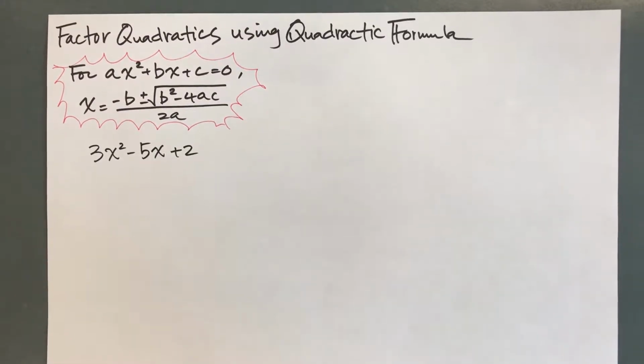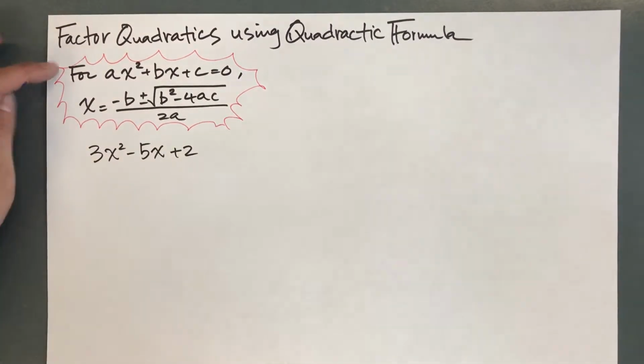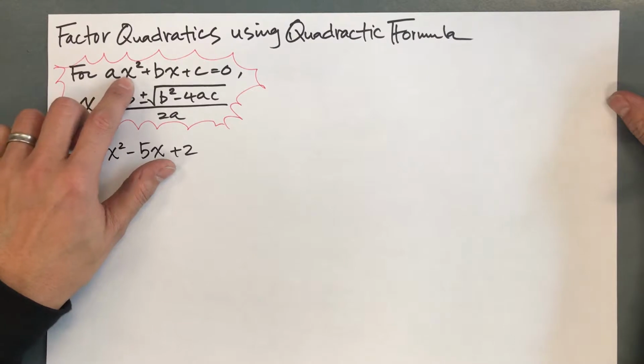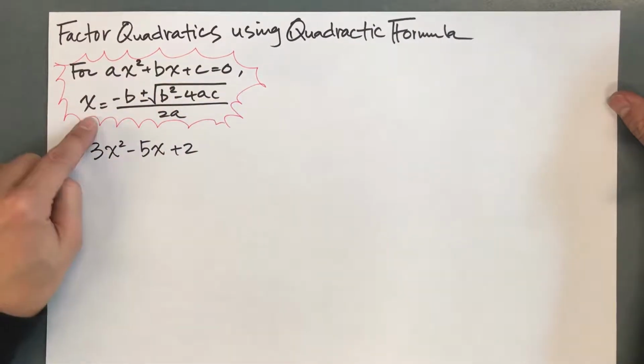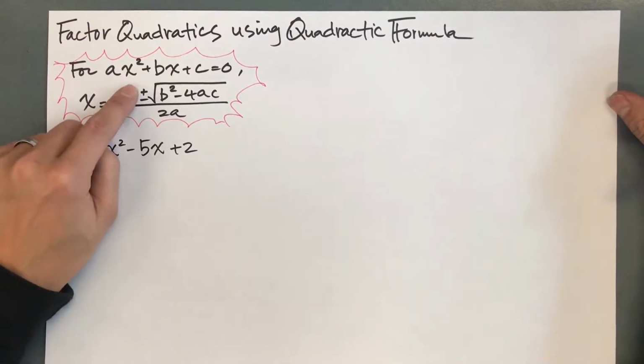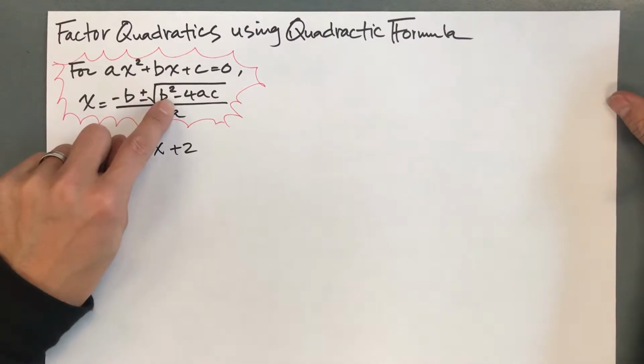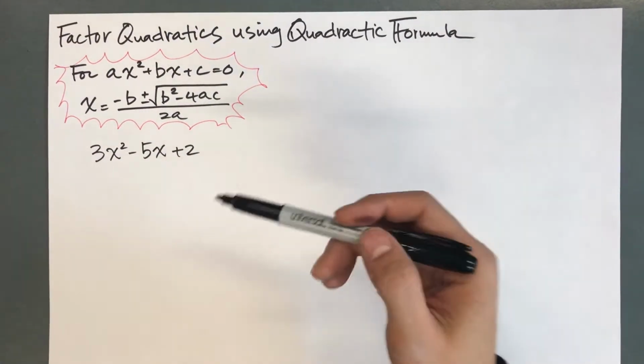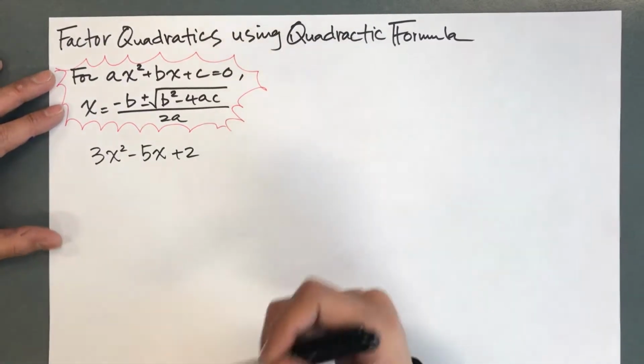Factor quadratics using the quadratic formula. We learned that for ax squared plus bx plus c equals 0, x is equal to negative b plus or minus the square root of b squared minus 4ac, all over 2a. So let's factor this expression using the quadratic formula.